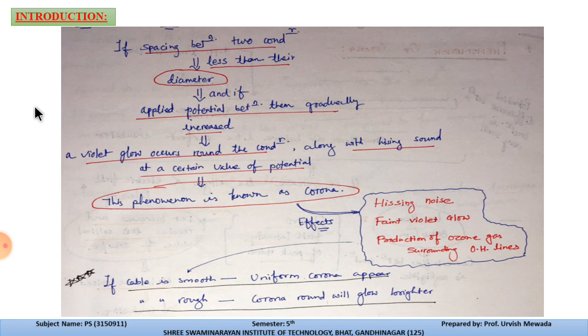So this is the introduction of corona. Corona is a phenomenon which is produced whenever we place two conductors near each other with the distance less than the diameter of the conductor. At that time corona will appear, and these are the effects of corona that we already discussed.